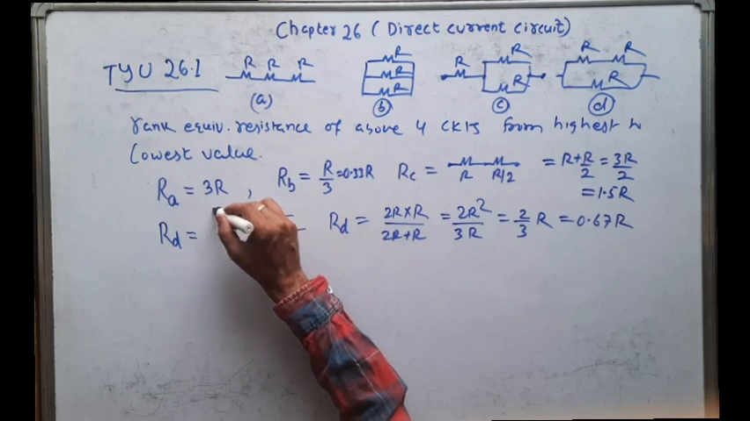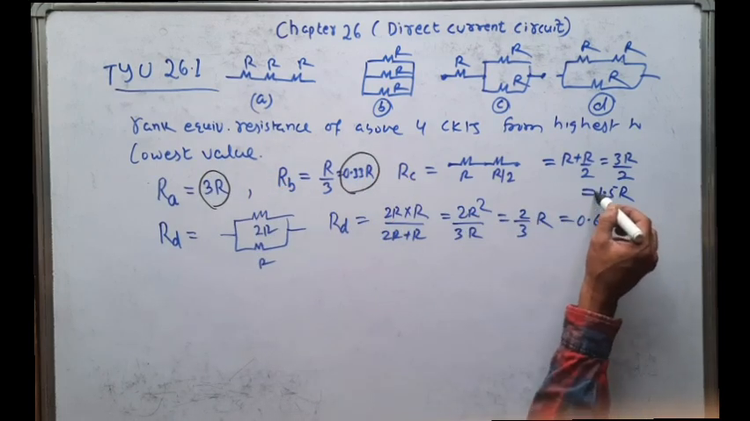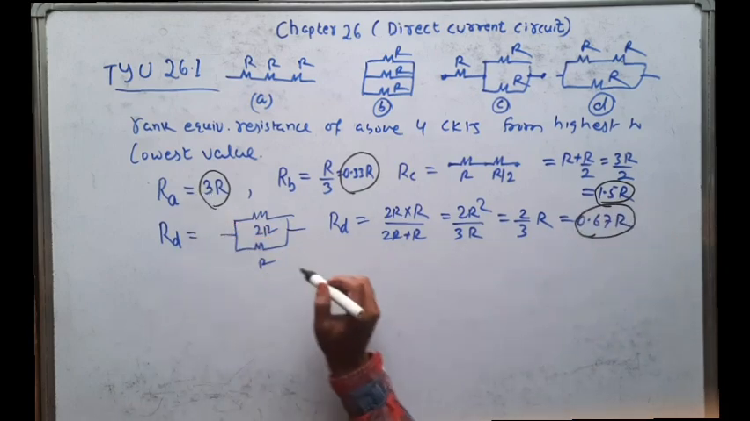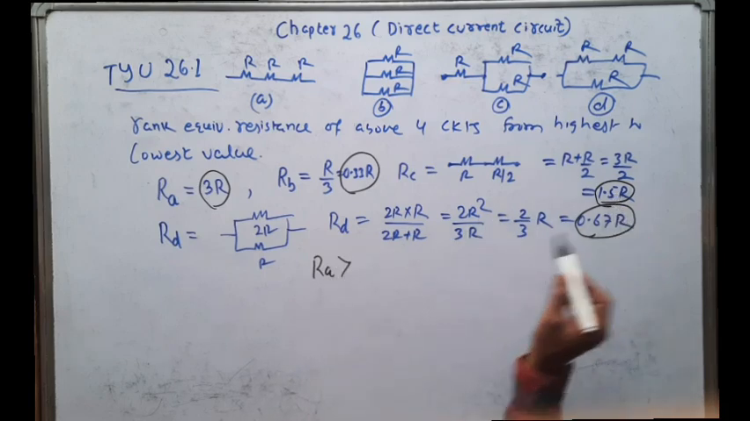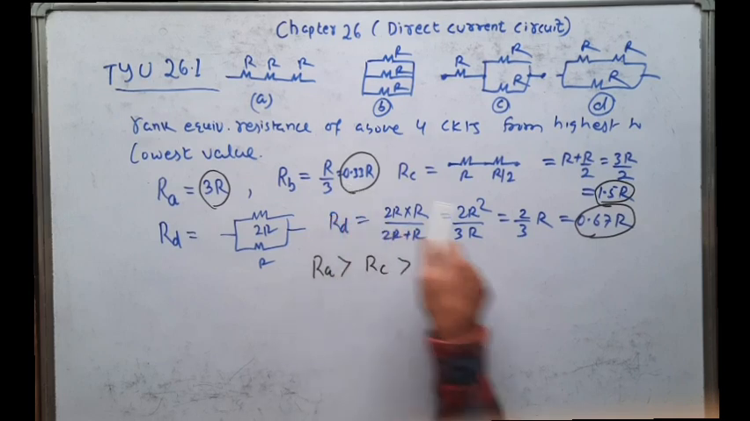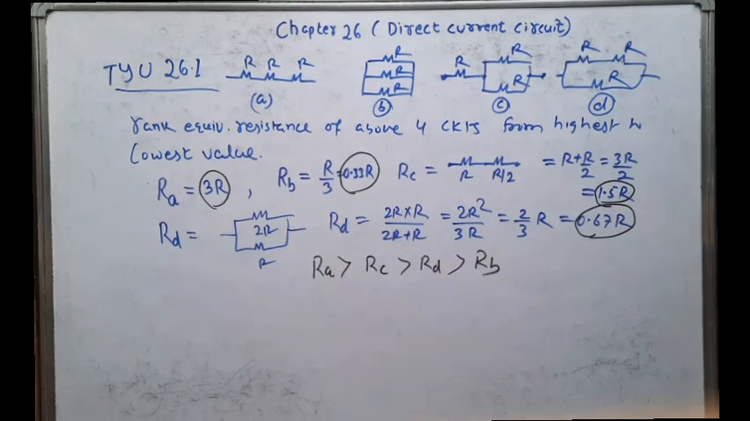You see, this is RA, this is RB, this is RC, this is RD. So which is the highest value? In A. So I can write RA is greater than, second is this 1.5, that is RC. Then it is RD. Last is RB. So this is the equivalent resistance ranking. So with this I am concluding today's lecture. In the next class we will proceed.